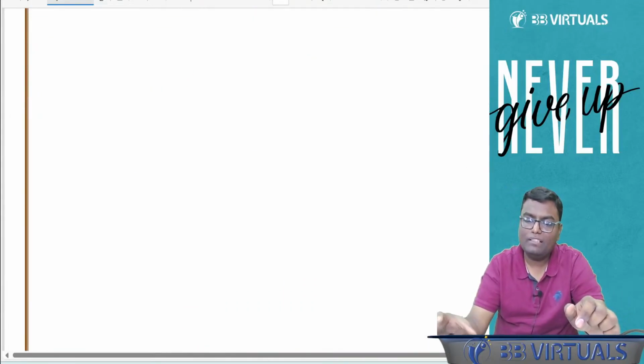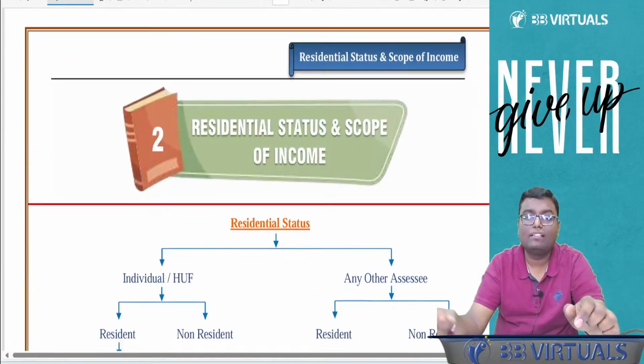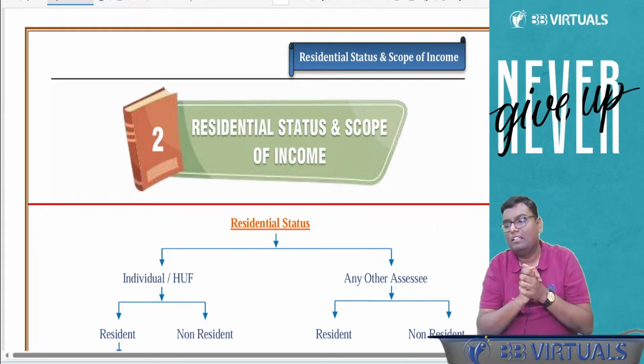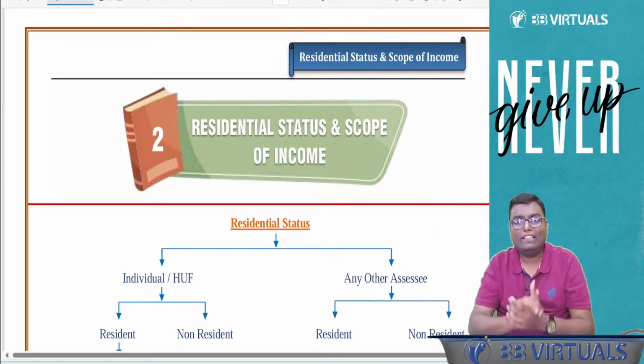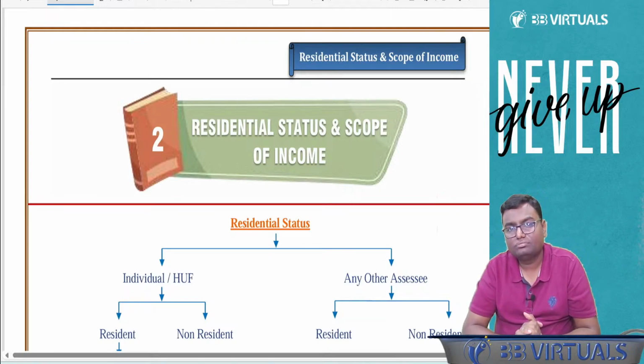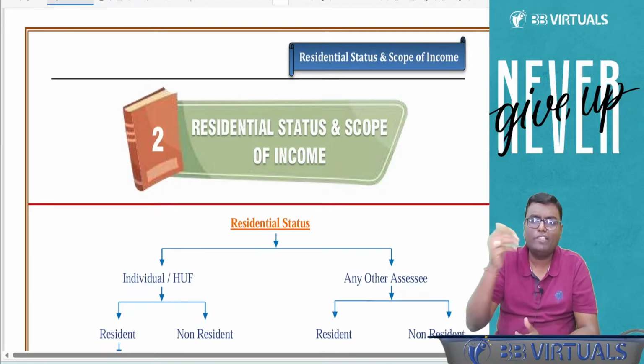And the second chapter is all about residential status and scope of income. In today's lecture, we will be discussing a few things about this chapter, and then we'll continue obviously in tomorrow's lecture.